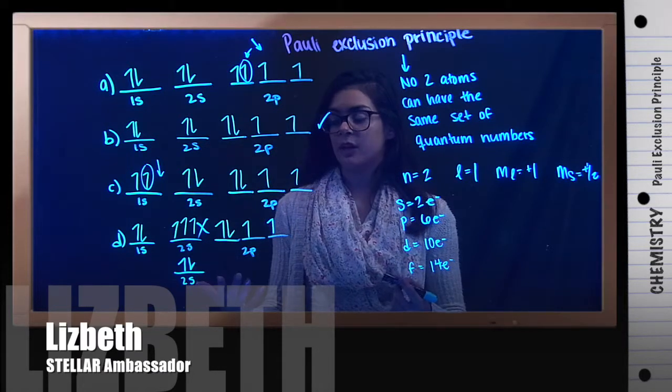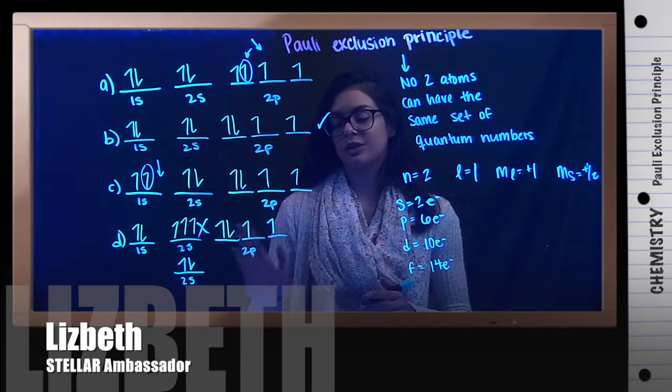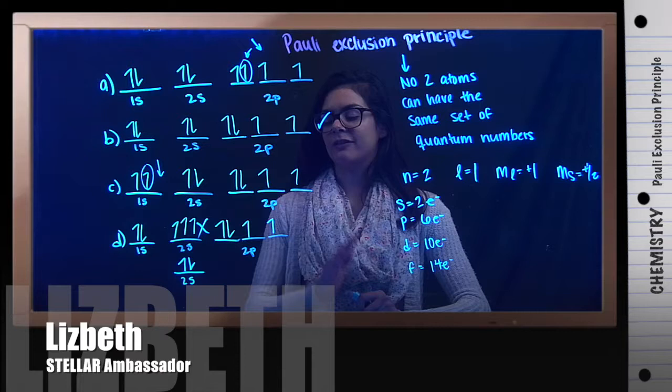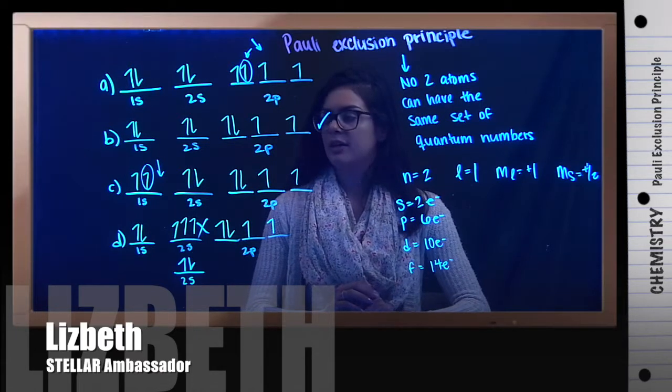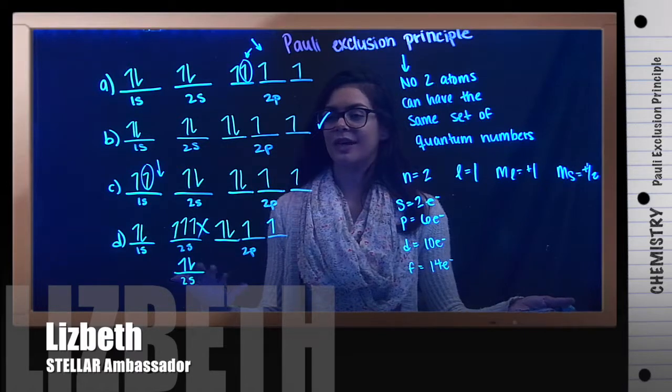Also make sure that they're following Aufbau's principle, which means they fill all the possible subshells with an upward facing electron first, and then they go back and fill in a downward facing electron. So that's how you use Pauli's exclusion principle to figure out if something is correct or not.